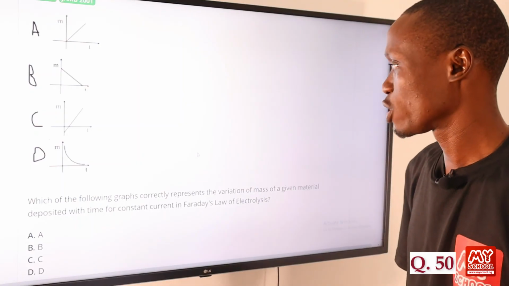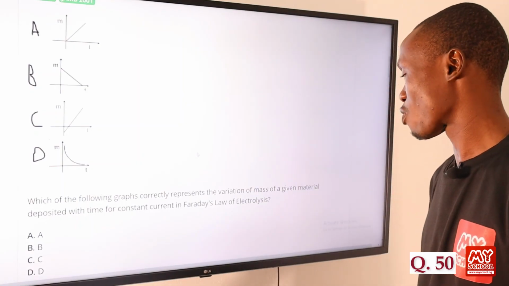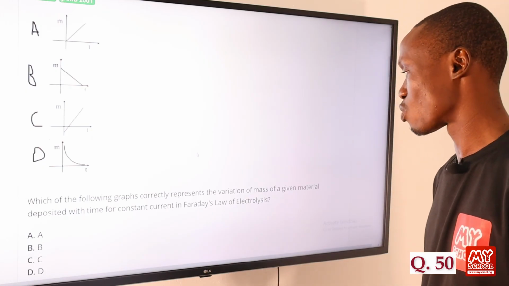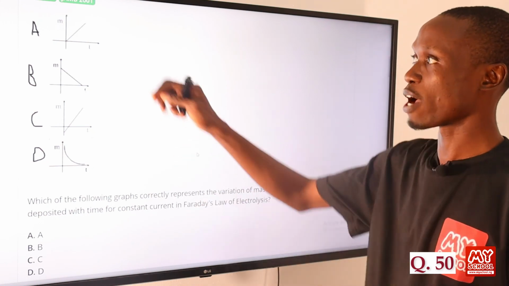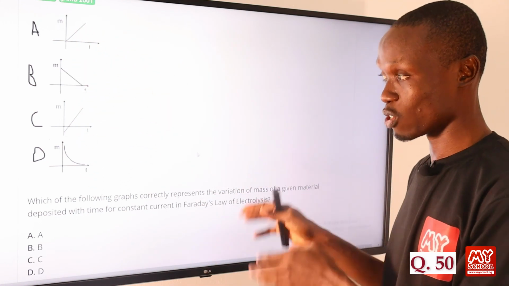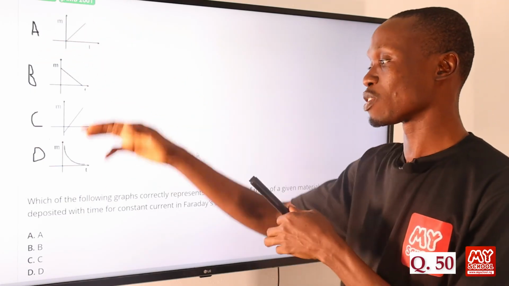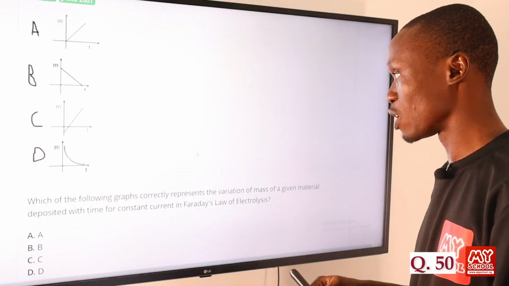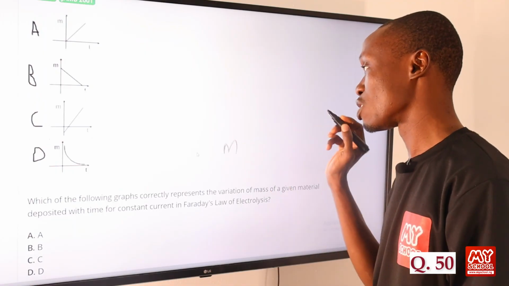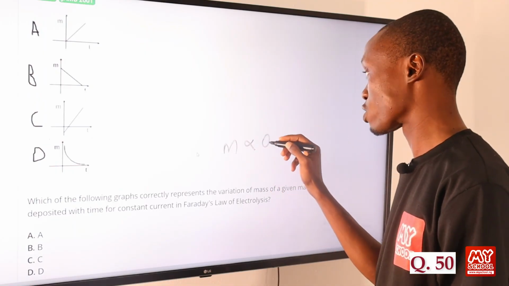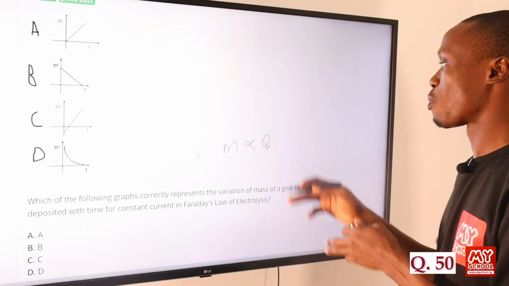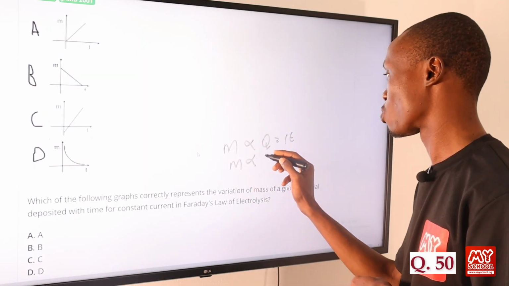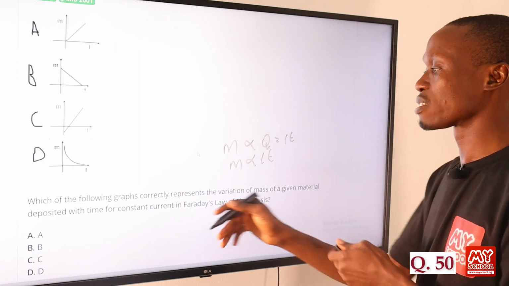Question 50. Which of the following graphs correctly represents the variation of mass of a given material deposited with time for constant current in Faraday's law of electrolysis? So we have to use this graph to answer this question, right? The first graph here for A represents option A respectively. For B, the same thing as what we have here. So for Faraday's first law of electrolysis, we know that the mass of substance deposited during electrolysis is directly proportional to the quantity of charge. But remember that quantity of charge is equal to IT, right? So we can say that M is directly proportional to IT. But in this question, we are told that I is constant.